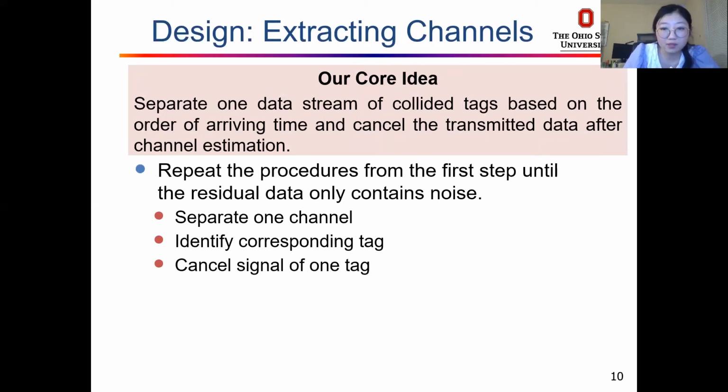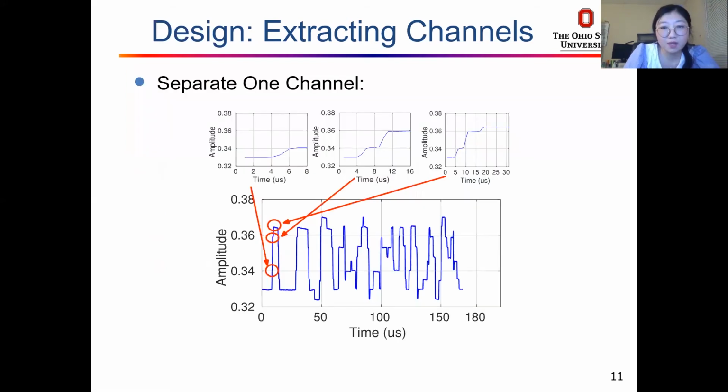Our core idea is to separate one data stream from the collected tags based on the order of arriving tags, and cancel the transmitted data of this tag after channel estimation. Then we repeat this procedure until all the collected data is subtracted. Based on our first observation, the signals of different tags usually arrive with different response delays. This figure illustrates the procedure when multiple tags join.